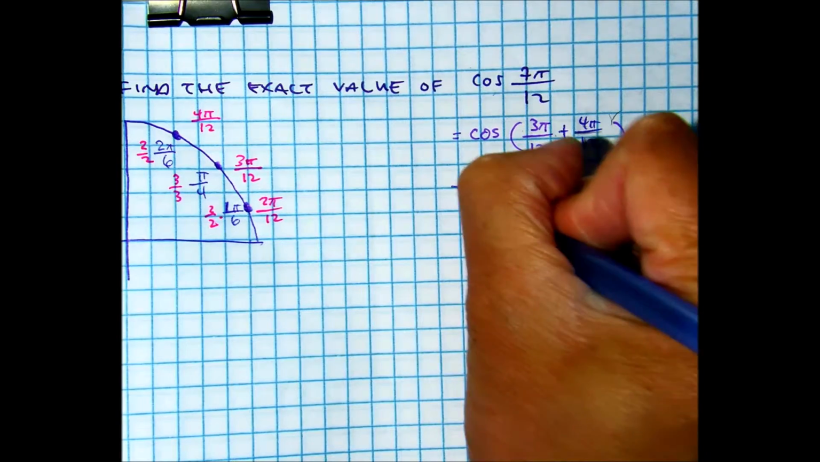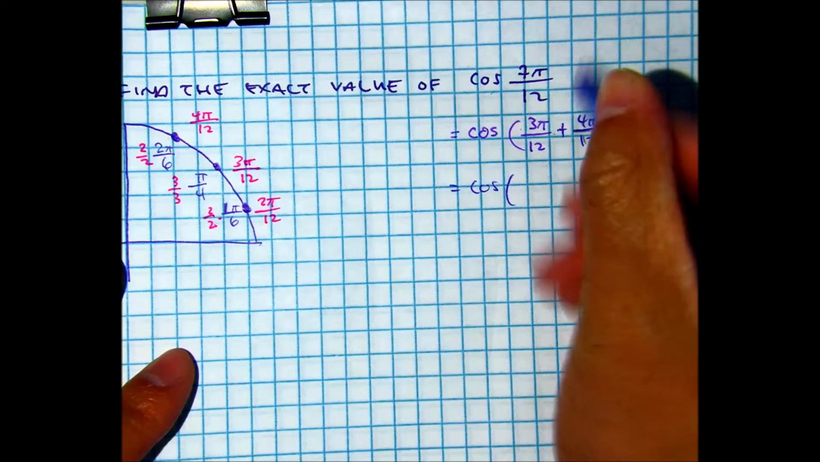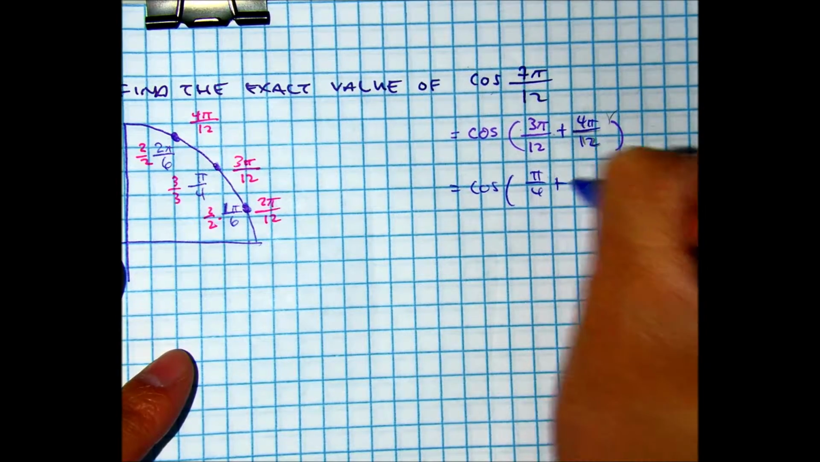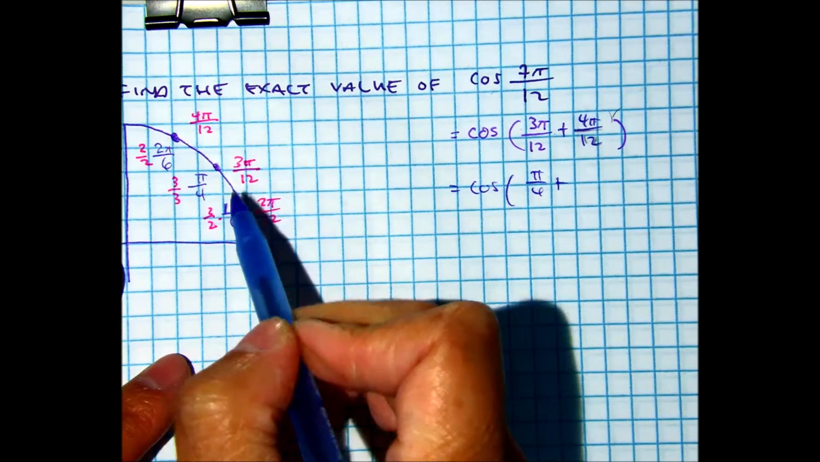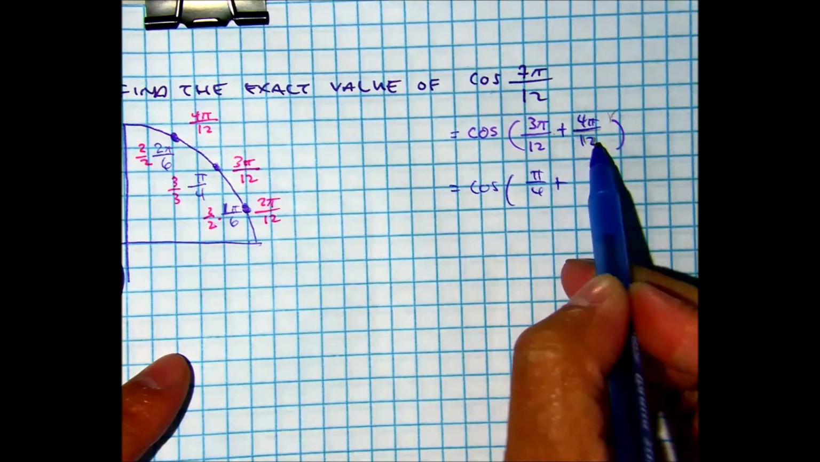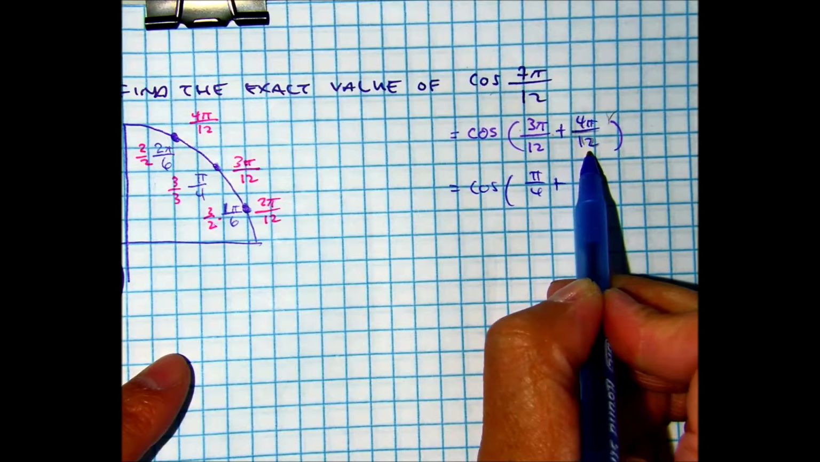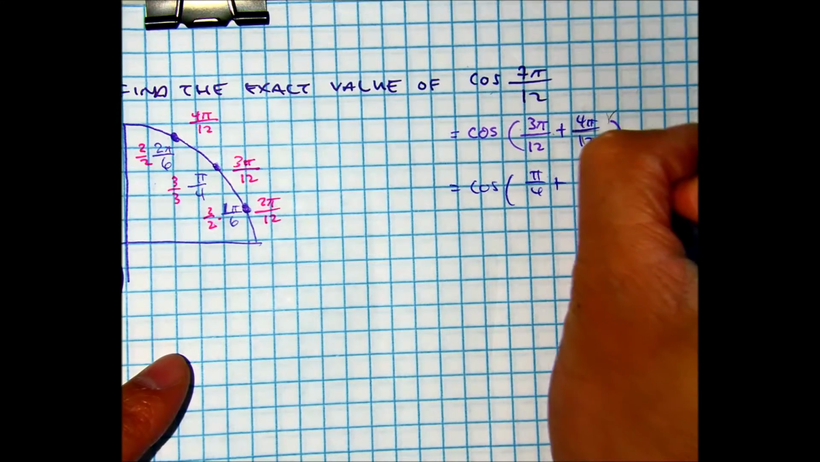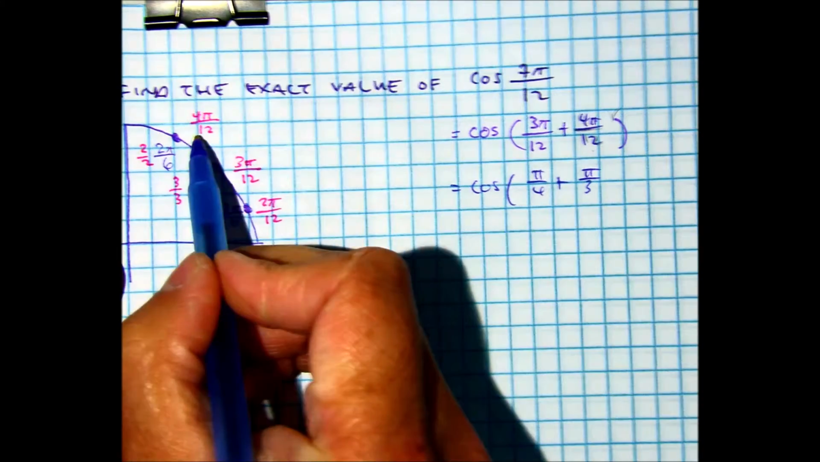If I reduce those, we get pi over 4 plus pi over 3. Sorry, pi over 6. What? Pi over 3. Yeah, that's right.